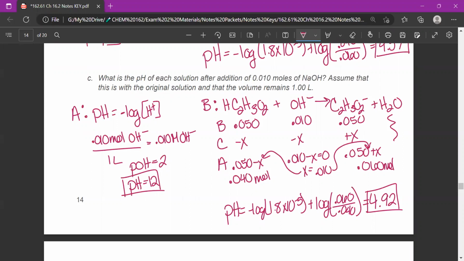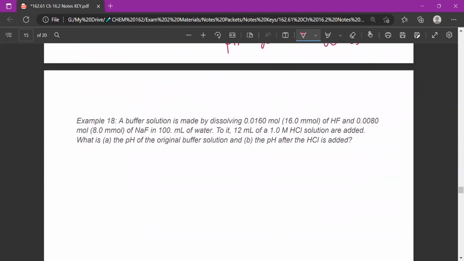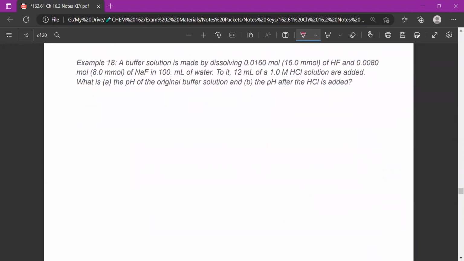All right, so what we're going to look at in number 18, I've got a buffer solution that's made by dissolving 0.016 moles, or 16 millimoles, you can work in millimoles if you want to, of hydrofluoric acid, which is a weak acid, right? It's not one of our 6. And 0.008 moles or 8 millimoles of sodium fluoride, its conjugate base, in 100 milliliters of water. To it, 12 milliliters of 1 molar hydrochloric acid solution are added. What is A, the pH of the original buffer solution, and B, the pH after the hydrochloric acid is added?